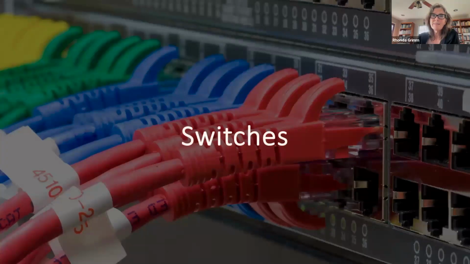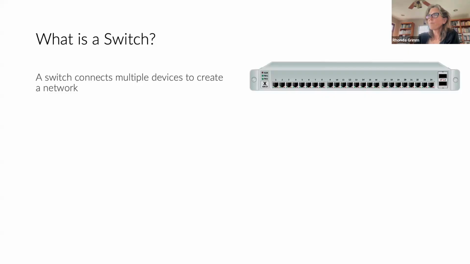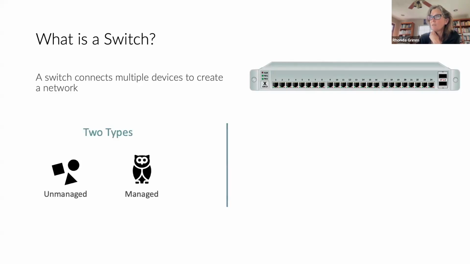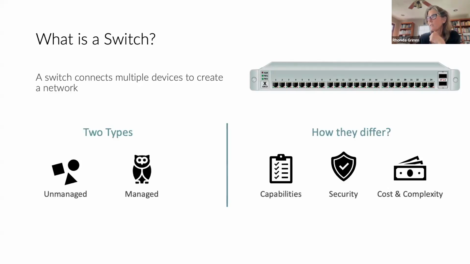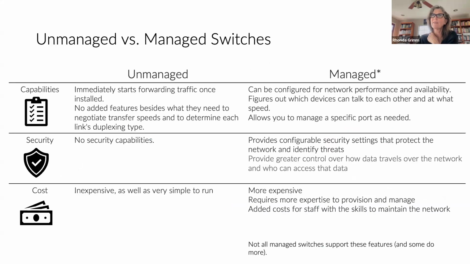So then you've got switches. Again, we talked about a switch. It connects multiple devices on the network together to create a network so the devices can talk to each other. And there are two types: the unmanaged and the managed. And you can imagine they differ in capabilities, security, and cost. So just a quick overview of managed versus unmanaged switches.